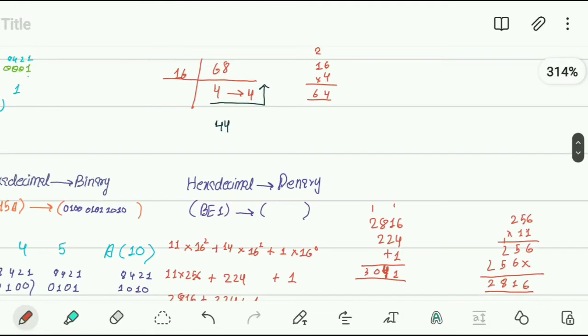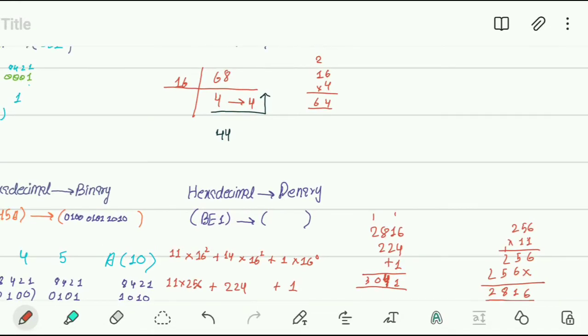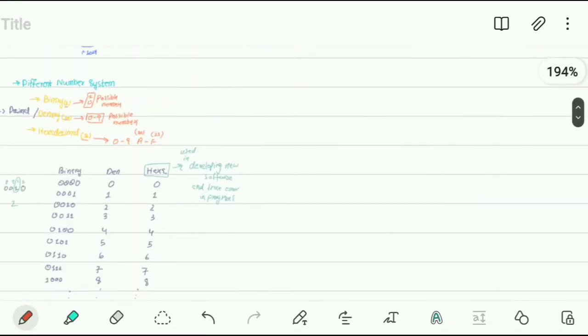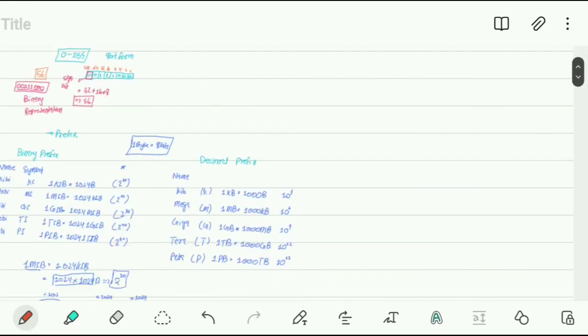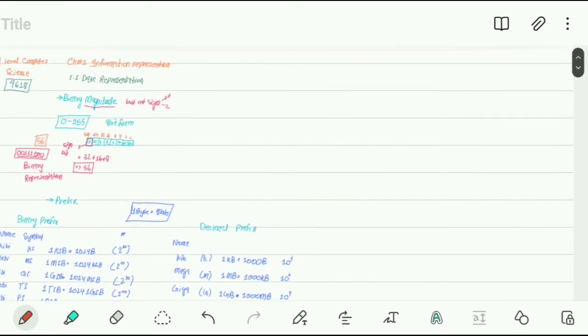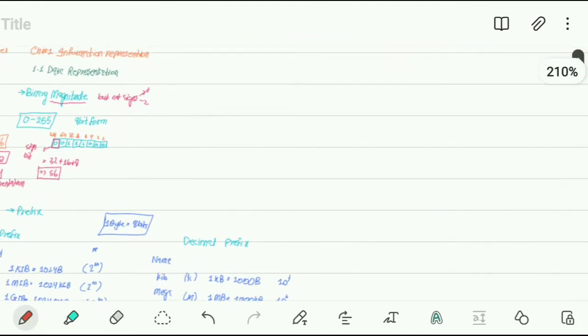Okay, so these are the conversions. This is all the conversions. Conversion is completely done. We have done the conversion. We understand about the prefix, what is binary magnitude, and now let's move forward.